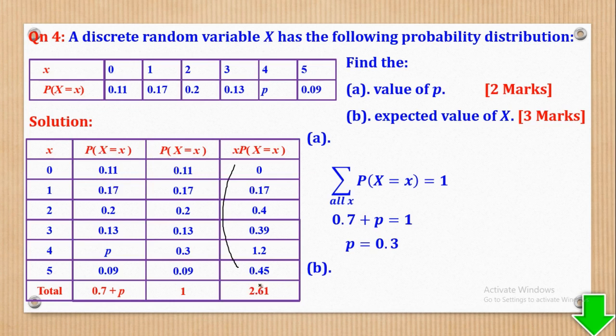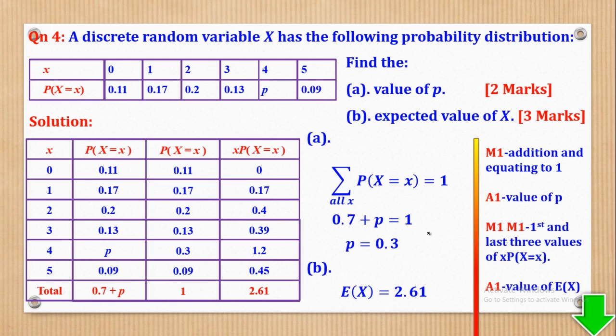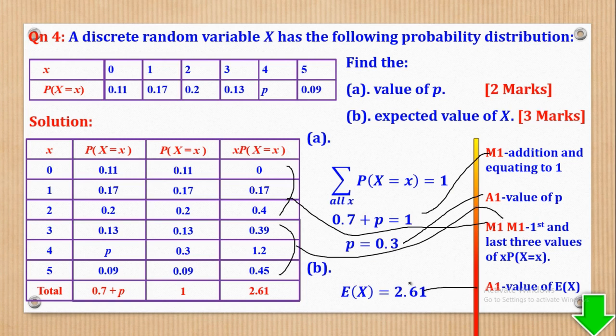So after that, I'll add all these values to come up with 2.61. What does that mean? It means that now your expected value of x is 2.61. So basically that's what they wanted. Now let's see how marks can be awarded. So this M1 for addition and equating to 1, A1 for the value of p, M1 for the first and last values of x p(x), so these values, that is M1, and also these values, that is another M1, and A1 for stating the expected value.